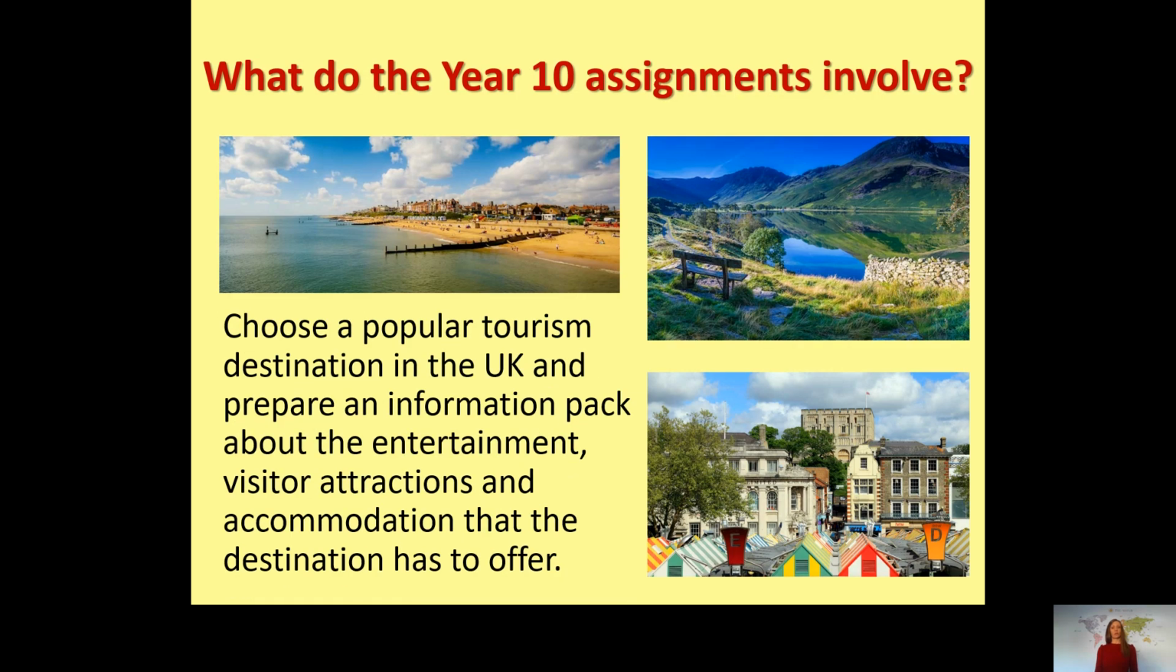Year 10 students have now gone on to this assignment where they have to choose a particular travel and tourism destination in the UK. They choose one that they like, perhaps it's somewhere that they've been to before, again drawing on your own experiences, or it can be somewhere absolutely new, a coastal destination, a countryside area, or maybe a larger city. Okay, and the research would be to find out what visitor attractions and what accommodation the destination has to offer, and then putting all of that information together as an information pack.